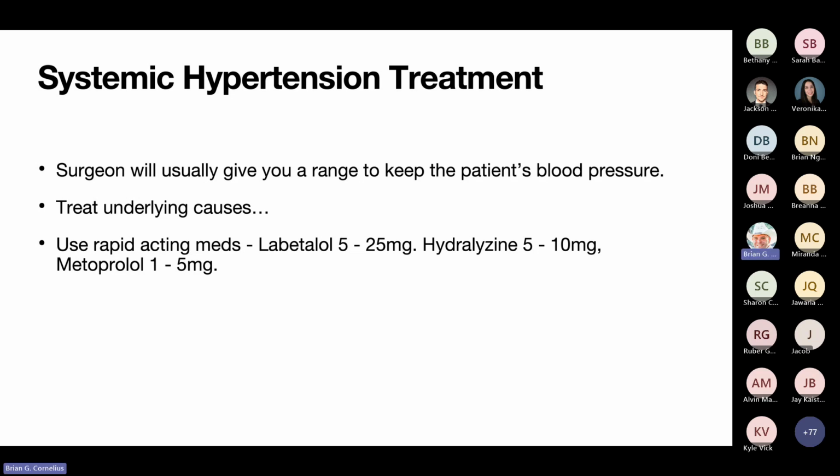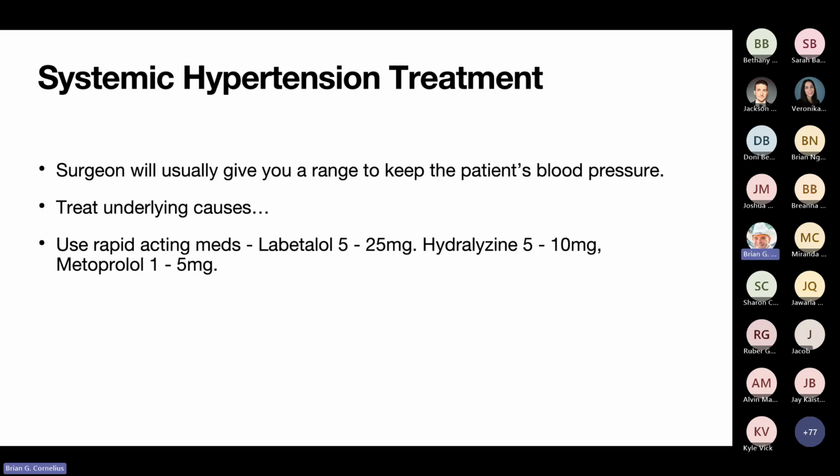Usually, the way to treat this is going to be the underlying cause. So take care of their pain, get them calmed down, get them to stop shivering. And if not, then we're going to consider our rapid acting medications. Our go-to for most hypertension is labetalol, and usually we'll dose it in 5 milligram doses and repeat it every 5 or 10 minutes up to 20 or 40 milligrams.